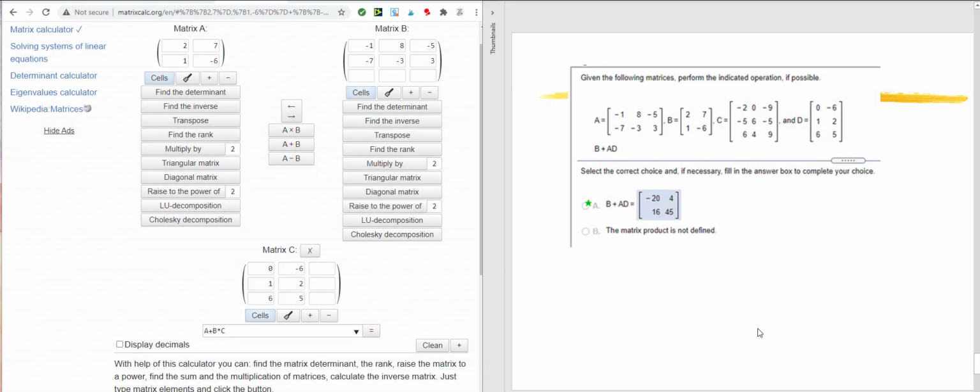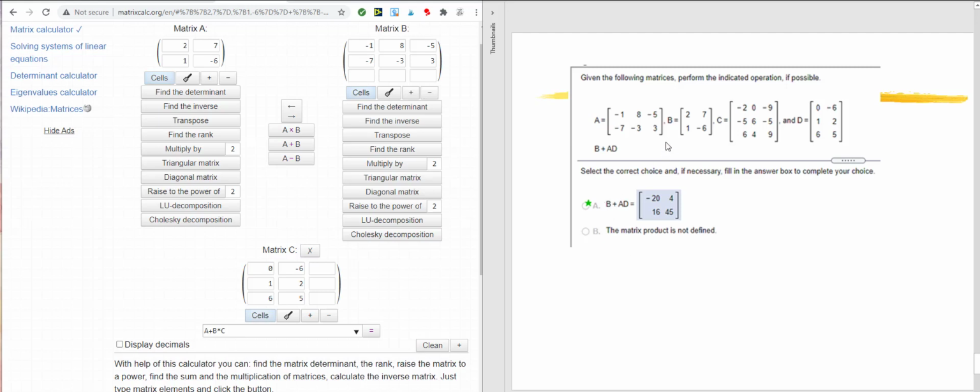Let's look at our next one. This one, we have B plus A times D. Now, if we weren't using the calculator, we would need to do A times D and then B plus that product. But since we're using the calculator, it's really easy.